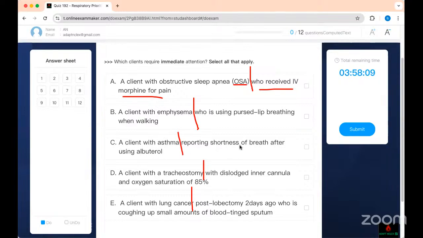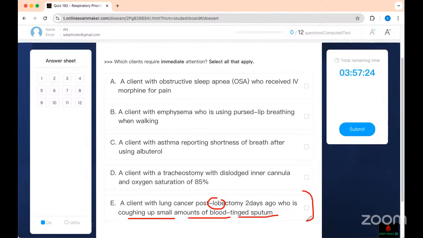A client with asthma reporting shortness of breath after using albuterol. Should a patient with asthma who was given albuterol still have shortness of breath afterward? A client with a tracheostomy with a dislodged inner cannula and an oxygen saturation of 85. He has a tracheostomy, it came out, and his sat is 85. A client with lung cancer post lobectomy 2 days ago. So we removed a portion of the lung, one lobe, not the whole lung, and the client is coughing a small amount of blood, thin sputum. Is this what you should expect post-operatively in a patient who just had a lobectomy?